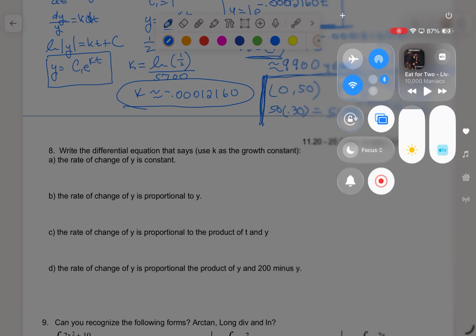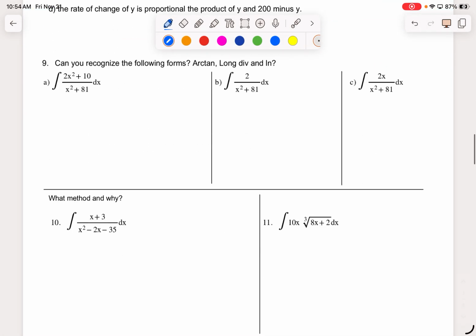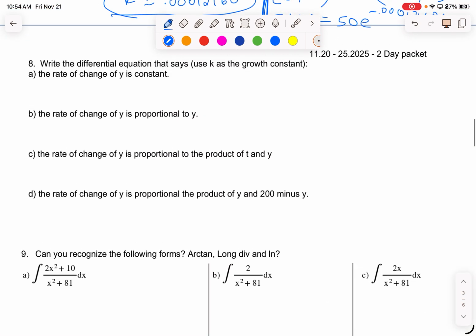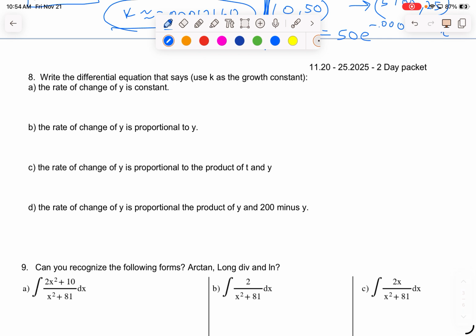All right, so let's go ahead and look at number 9. I want you to identify which one is arctangent, which one is long division, which one is natural log. Arctangent is which one? Middle, right? Which one is natural log? C. What about the first one, then? Long division. What's your clue that it's long division? Powers are the same, or they could be higher on the top.